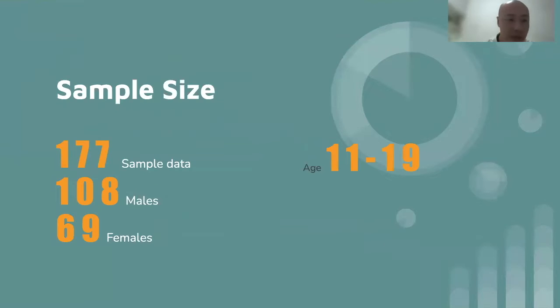Next. In this study, we selected 177 sample data. The target is young people aged 11 to 19, including 108 males and 69 females. The data we got include age, gender, height, weight, waist circumference, arm circumference, body volume, and skin fold measurement of each part of body.